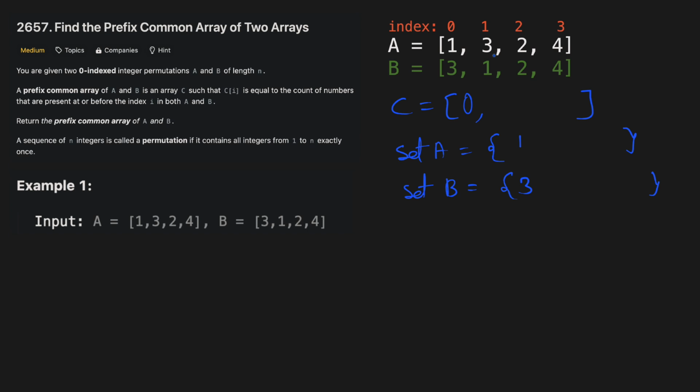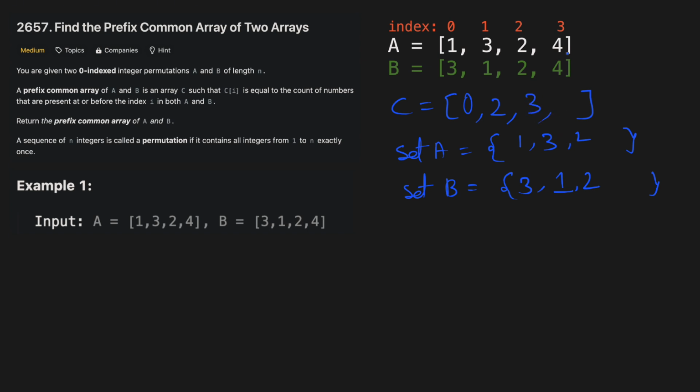Then we come to index 1 where we have 3 in array A and 1 in array B. So we will add 3 to set A and 1 to set B and now do the intersection between the two sets. This time there are two common elements. So the answer for index 1 is 2. Then we come to index 2 and both the elements are 2 in arrays A and B. We add them to the respective sets and do the intersection between the sets and the answer is 3 this time.